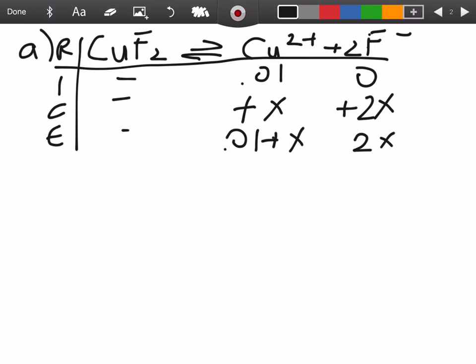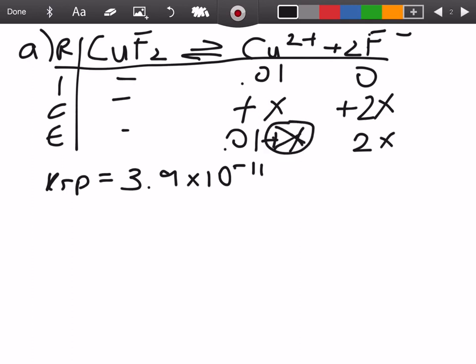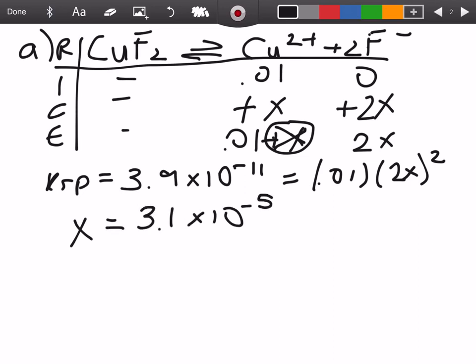But if I look at this Ksp value, my Ksp is 3.9 times 10 to the minus 11, which is a really small Ksp value. So this plus x right here is negligible. Okay, so my Ksp is really equal to 0.01 times 2x squared. So when I solve for my x here, my x comes out to 3.1 times 10 to the minus 5. Okay, and that's going to be molar CuF2. So remember, I'm solving for that molar solubility here. So that should have been my answer for part A, was this 3.1 times 10 to the minus 5 molar.